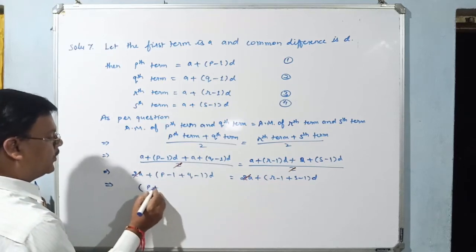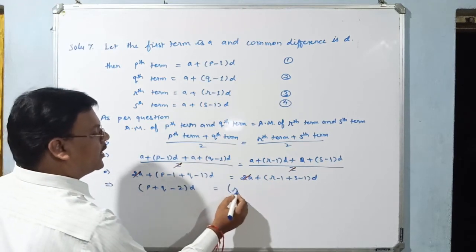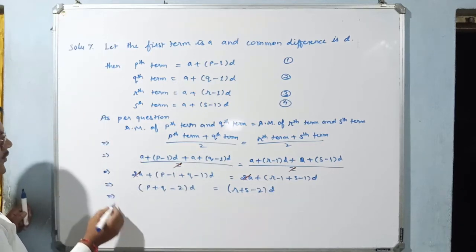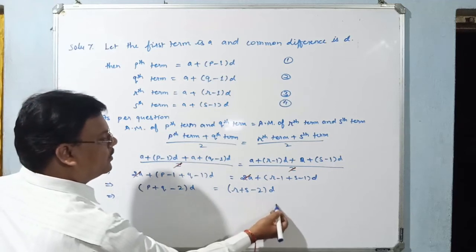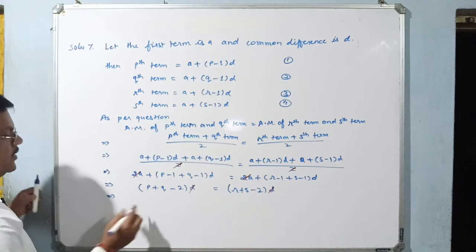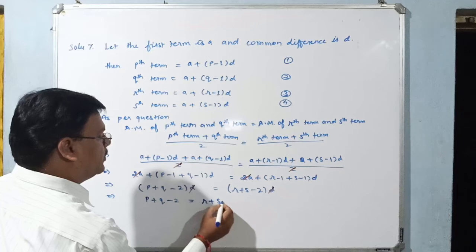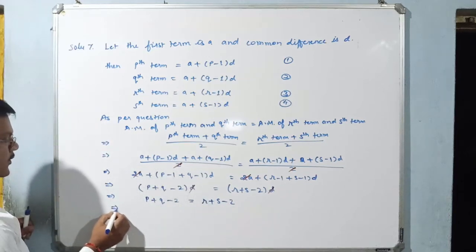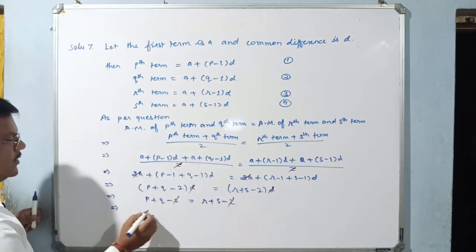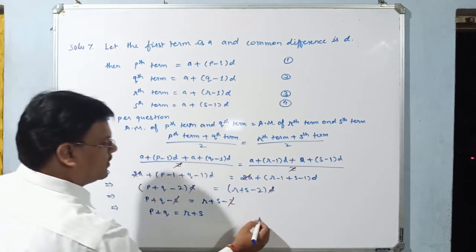p plus q minus 2 into d is equal to r plus s minus 2 into d. d transposes to the right side, upon d, d and d cancel. p plus q minus 2 equals r plus s minus 2. Minus 2 cancels. p plus q is equal to r plus s.